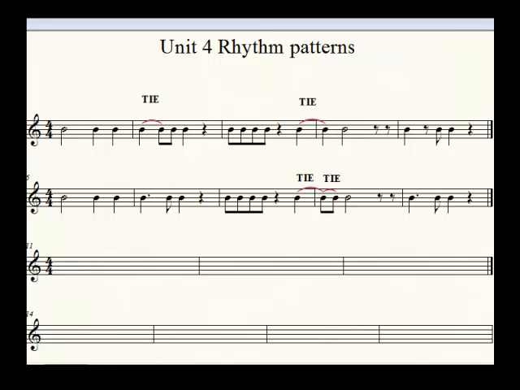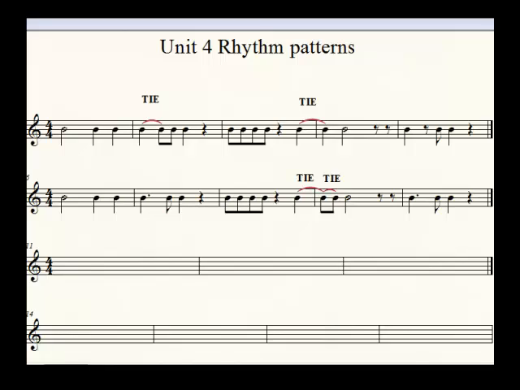Let's try to clap this first line. Here's the beat. Here we go. Ta, ta, ta, ta, ti, ta, rest. Ti, ti, ti, ti, rest. Ta, ta, rest. Ta, rest. Ti, ta, rest. That was a bit harder, wasn't it?